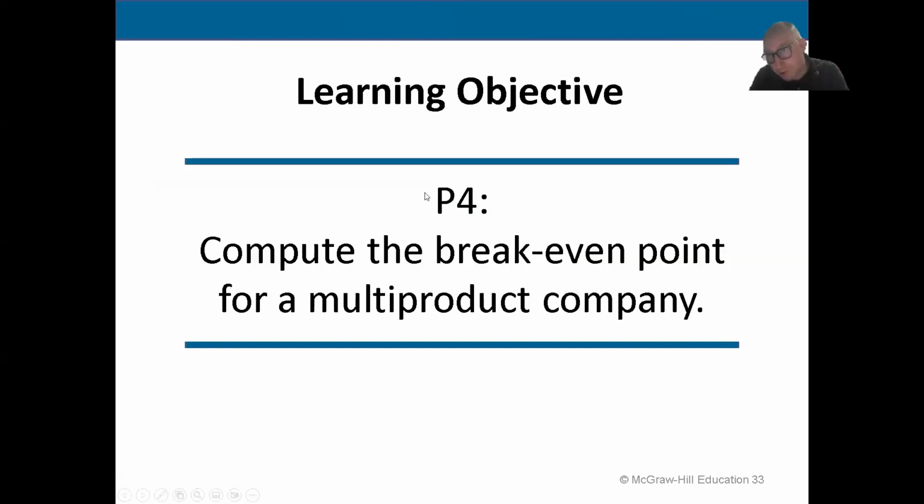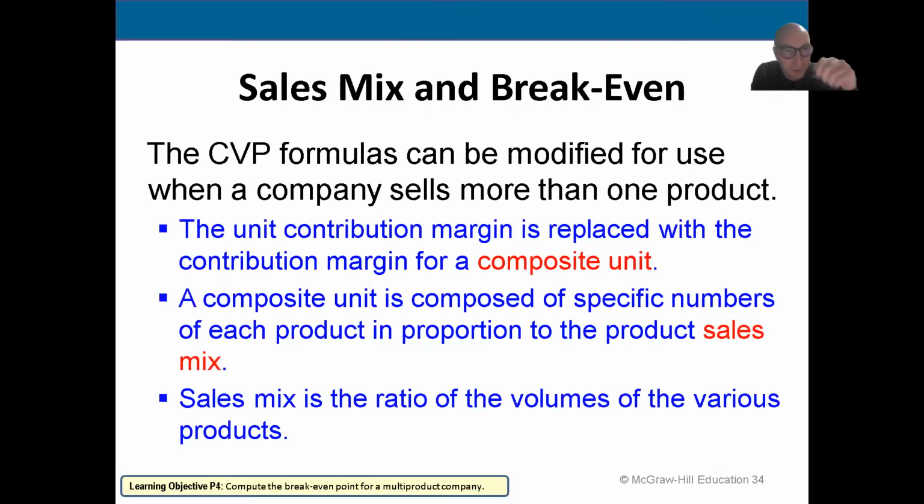In most cases, companies don't sell just one type of product. They sell a lot of different products. We call that a sales mix. You probably remember that term from your Intro to Business course. Sales mix. The sales mix represents all the different types of products that the company sells.